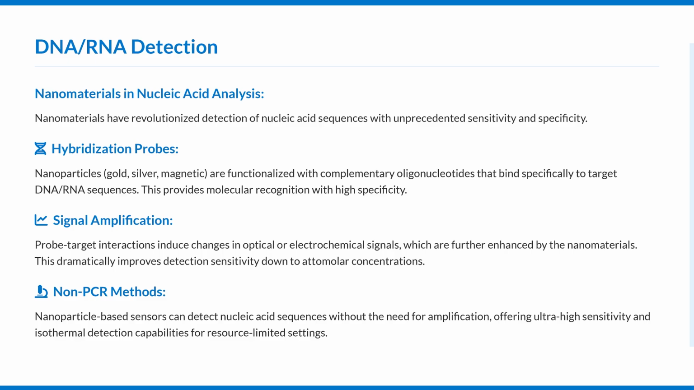Signal amplification. Probe-target interaction induces changes in optical or electrochemical signals, which are further enhanced by the nanomaterials. This dramatically improves detection sensitivity down to attomolar concentrations. Non-PCR methods. Nanoparticle-based sensors can detect nucleic acid sequences without the need for amplification, offering ultra-high sensitivity and isothermal detection capabilities for resource-limited settings.